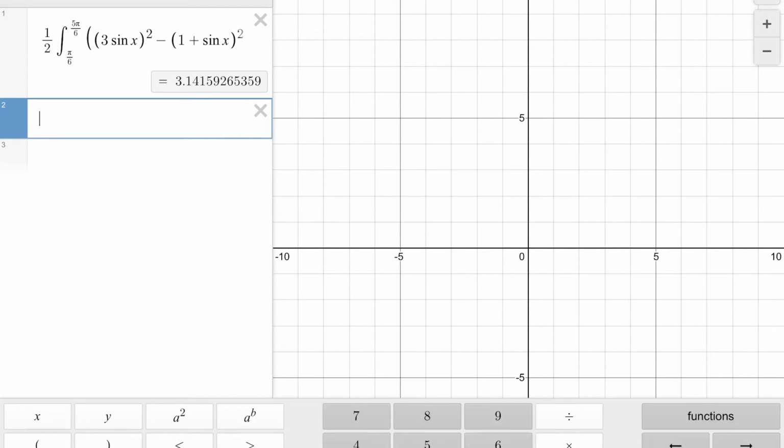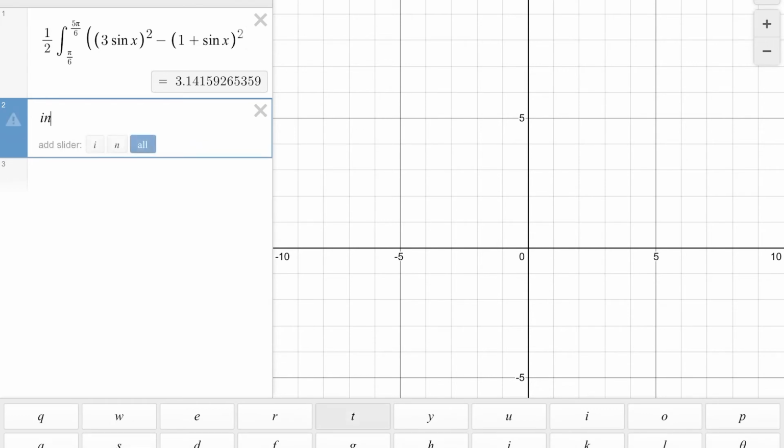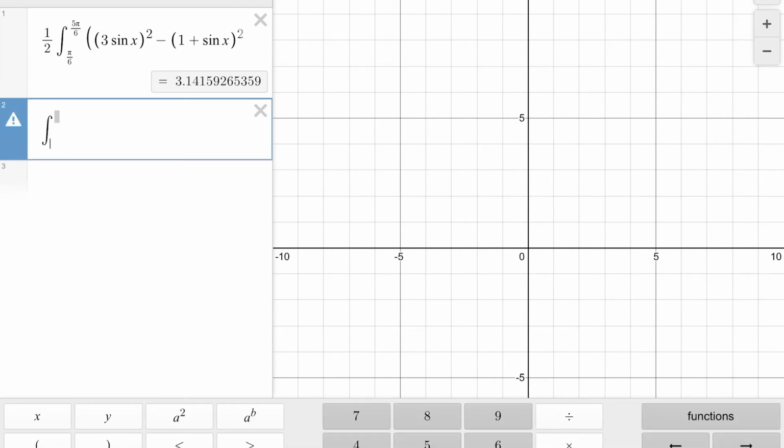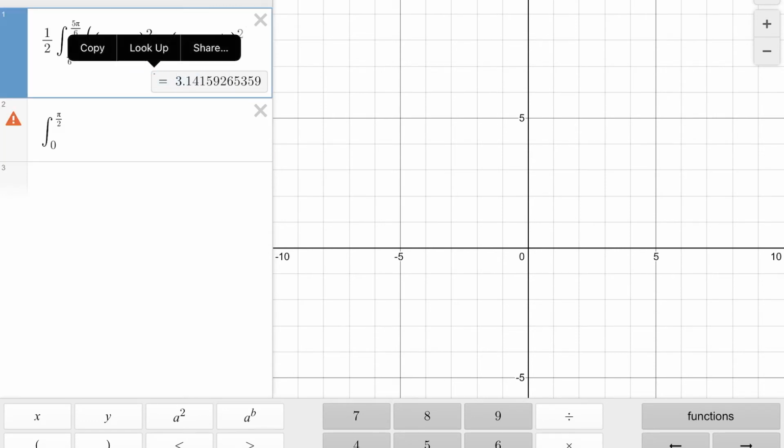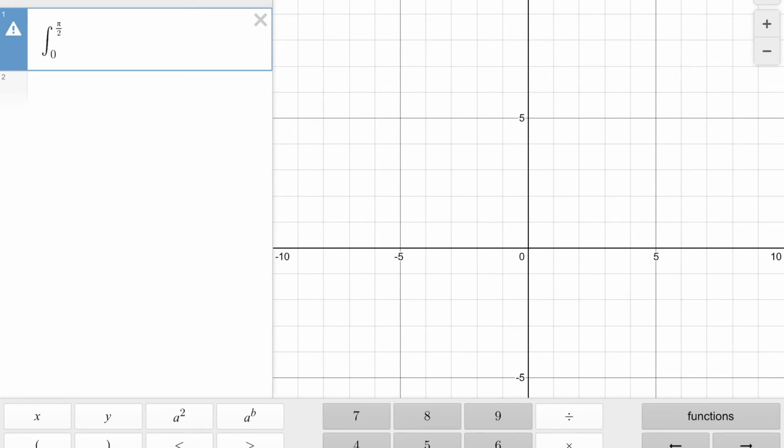So suppose that we wanted to look at that symmetric version that I mentioned. So let's say that would be 2 times 0.5, which would just cancel. And then we would have the integral from 0 to pi over 2 of the difference of those two functions. So let's see if I can copy.